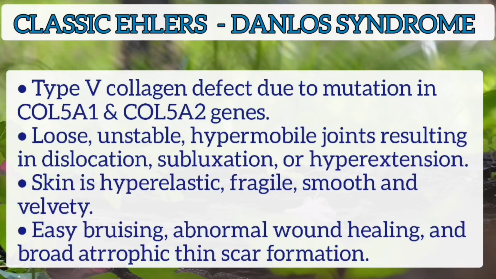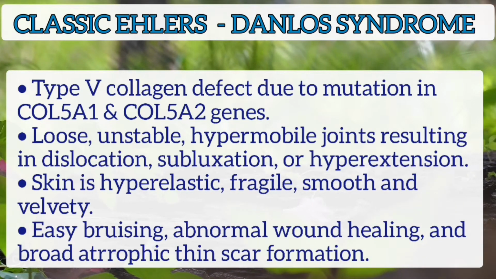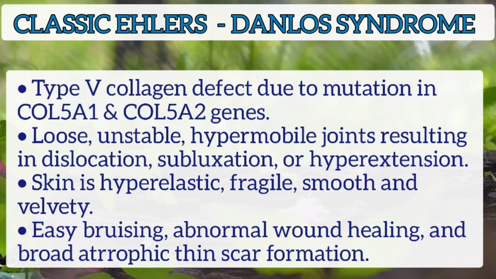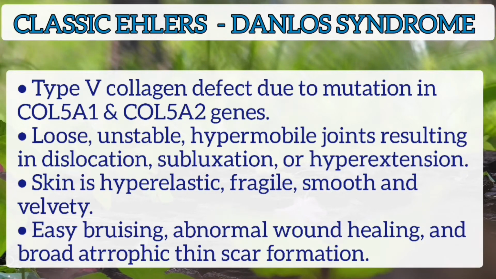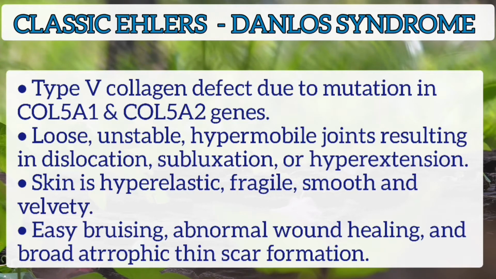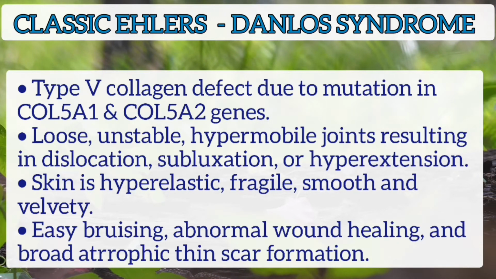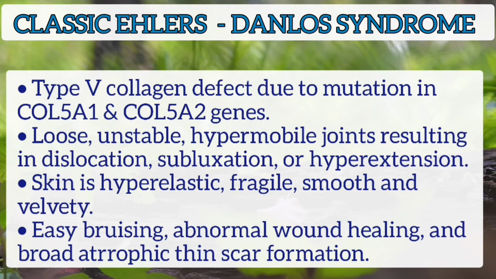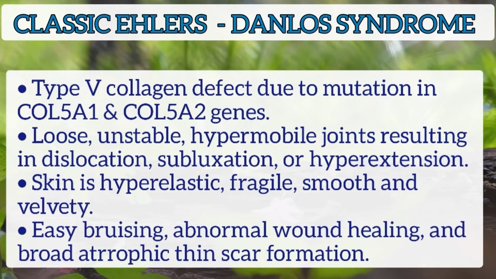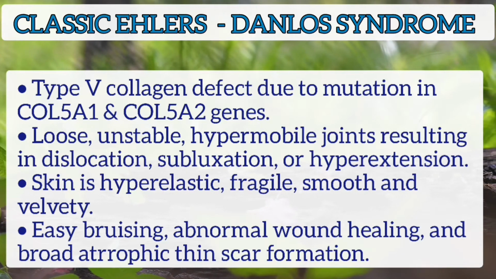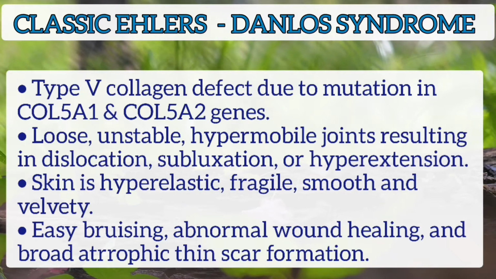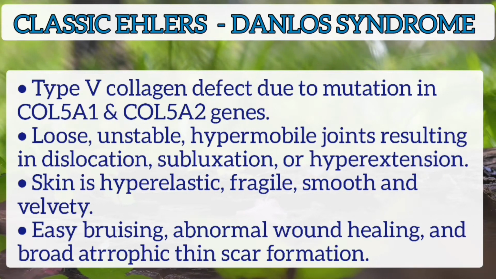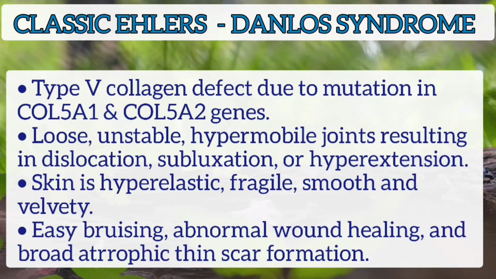First, I will talk about the features of classic Ehlers-Danlos syndrome. In this, there is defect in the type 5 collagen. There are loose, unstable, hypermobile joints resulting in dislocation, subluxation, or hyperextension. Skin is hyperelastic, fragile, smooth, and velvety. There is easy bruising, abnormal wound healing, and broad atrophic thin scar formation.